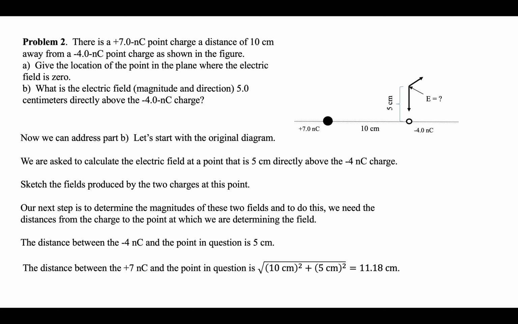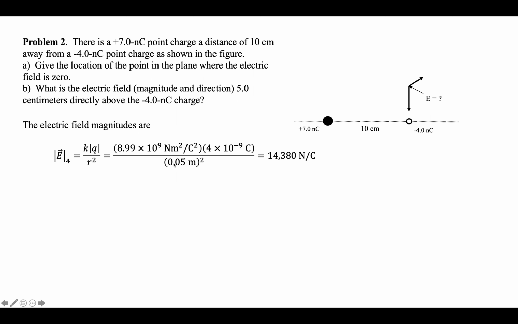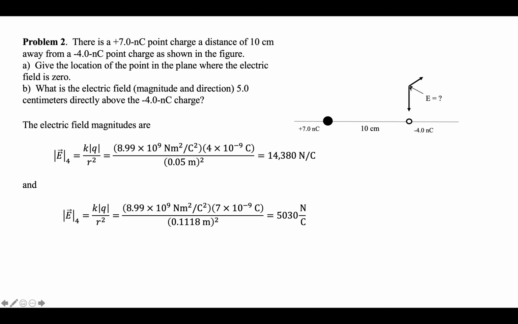With the distances, we can calculate the magnitudes. kq over r squared. The 4 nanocoulomb is 5 centimeters away. The length of this vector is 14,380 newtons per coulomb. The 7 nanocoulomb charge is 11.18 centimeters away. It produces a field of magnitude 5,030 newtons per coulomb. If we're going to sum these up, we need to know the direction of this vector.